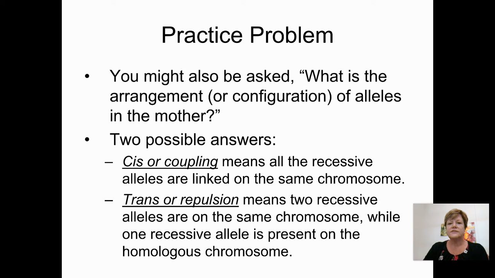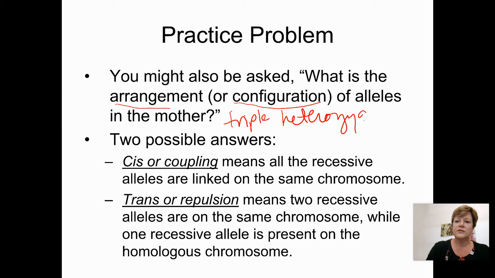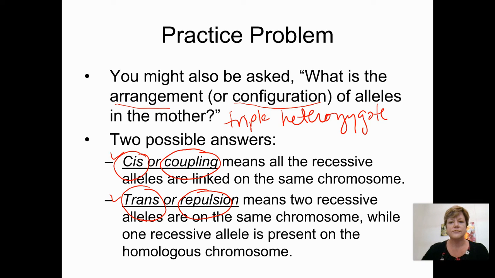Something else you might be asked, what is the arrangement or configuration of alleles in the mother? Because you remember that the mother is the triple heterozygote individual. This is going to be a word answer or a sentence answer. You're either going to say that the alleles are in the cis arrangement. Sometimes the word coupling is used, but I use the word cis. That's just the way I was trained. And then, or trans or repulsion arrangement. I'm going to say trans because that's how I was trained.